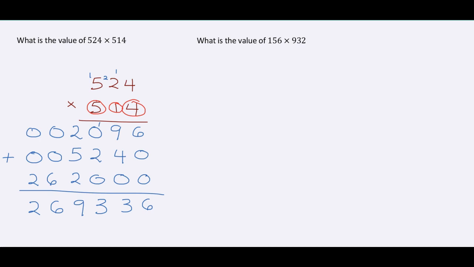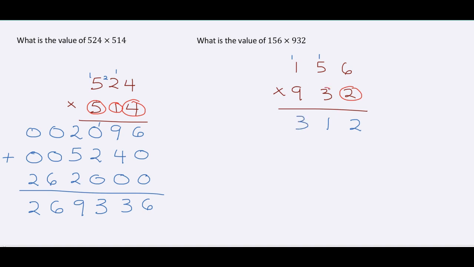Now we have this next question, 156 multiplied by 932. So we'll start from the right hand side. 6 multiplied by 2, that will give you a 12. So you write a 2, carry up a 1. 5 multiplied by 2, that will give you a 10, plus 1, 11. So you write 1 and you carry 1 over here. 1 multiplied by 2, that's 2 plus 1, we have 3.